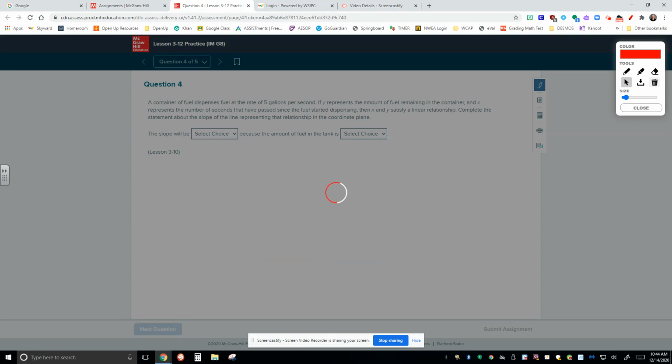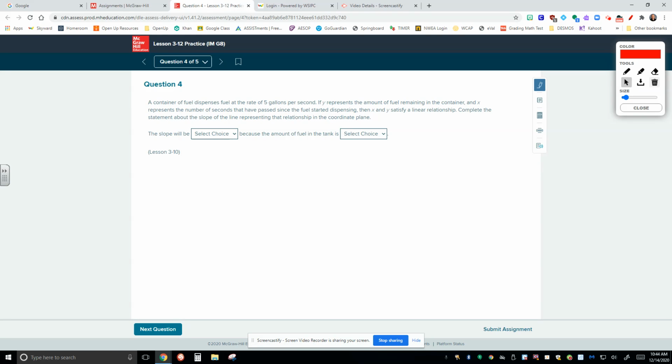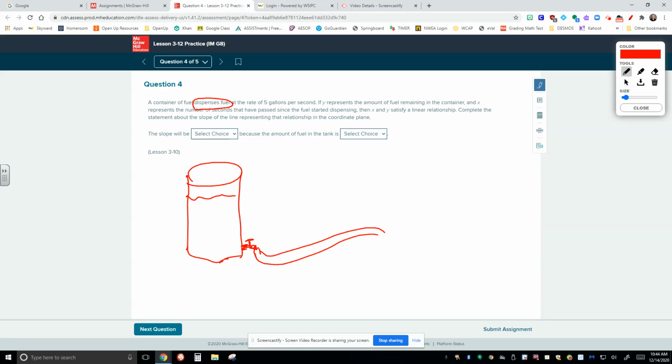Next one goes back to review lesson 310, talking about a fuel container that's dispensing fuel. That's kind of an important word right there, dispensing fuel. So let's say that we have a big tank that has some fuel in it, and a little nozzle coming off at the end that's hooked onto a hose. If it's dispensing at a rate of 5 gallons per second, that means we have fuel coming out of that hose, which means that fuel has to be dropping in the tank.